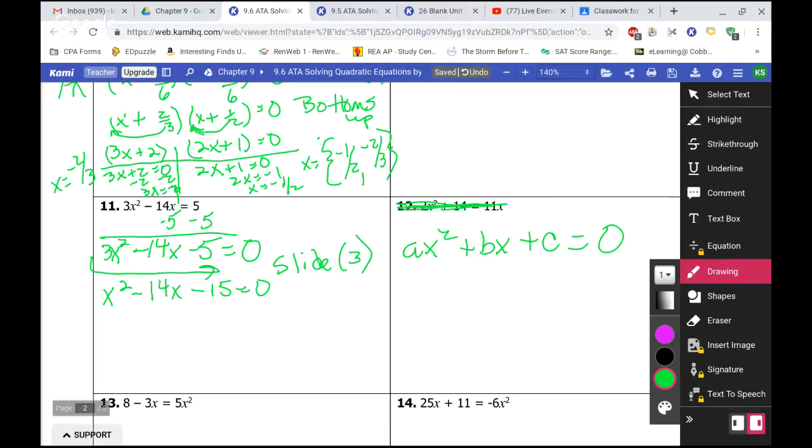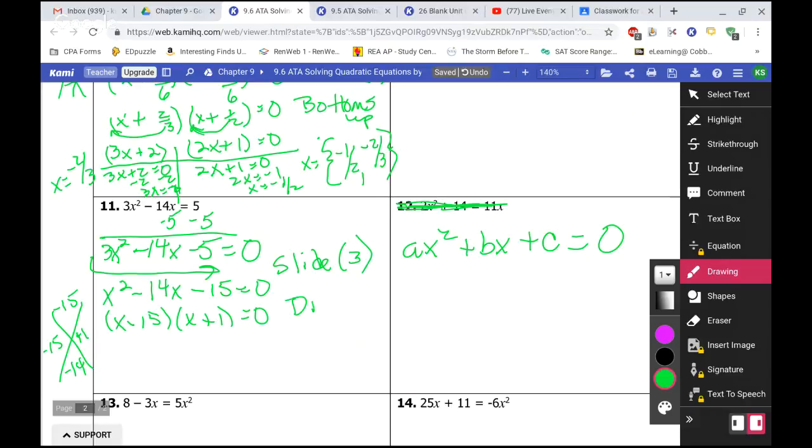So you're looking for 2 factors that multiply together to give you a negative 15, that when you combine them give you a negative 14. What are those factors? What's going to multiply to give me a negative 15, and then add to negative 14? Good job. It's negative 15, positive 1, x minus 15, x plus 1 equals 0.